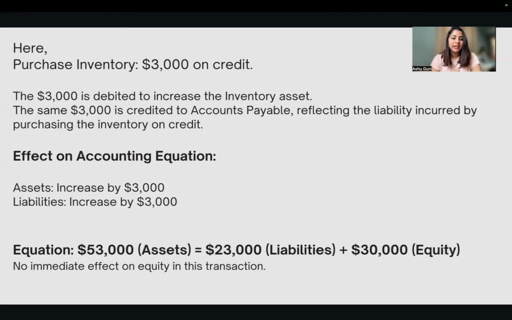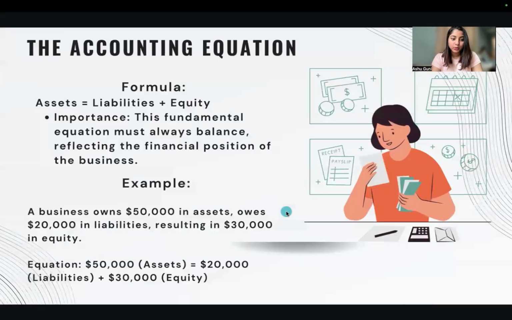So here, the asset is increased by $3,000 and liabilities are increased by $3,000. So the equation that we have also used in the previous slide in the accounting equation part becomes: the $50,000 becomes $53,000 in assets, $23,000 in liabilities, increased by $3,000, and there is no immediate effect on equity in this transaction. So, I'd like to show you again.